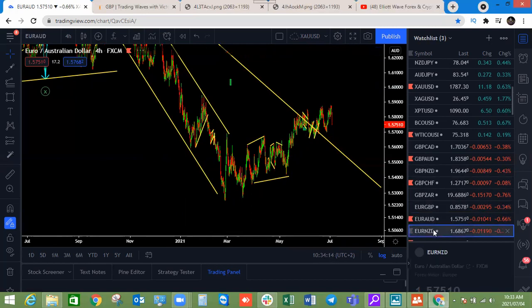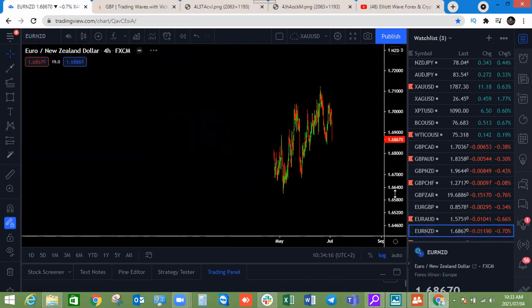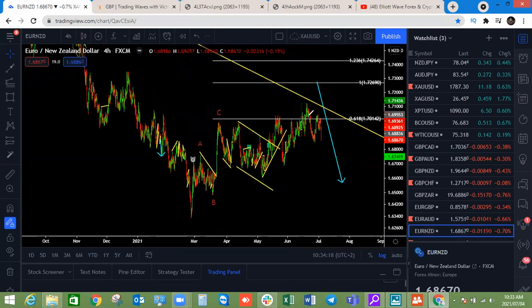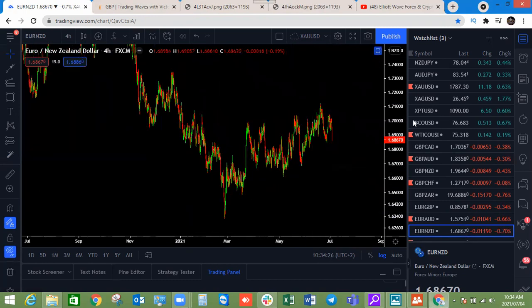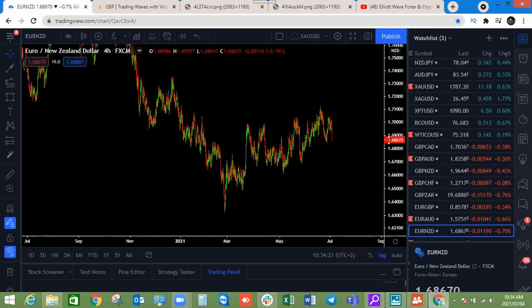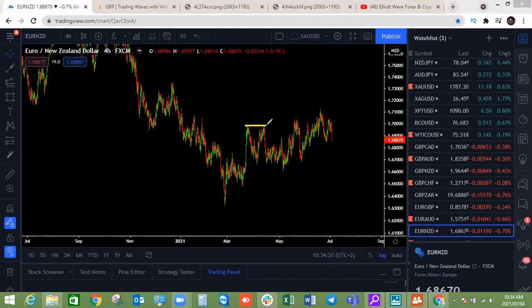All right, Euro New Zealand, same as you have seen with the pound New Zealand forecast. We went to the pullback. We'll see this one continue to the downside. This one has a clear 3-wave structure as follows. So these are the 3 waves that we are seeing here: 3 waves up, 3 waves down, 3 waves to the upside.